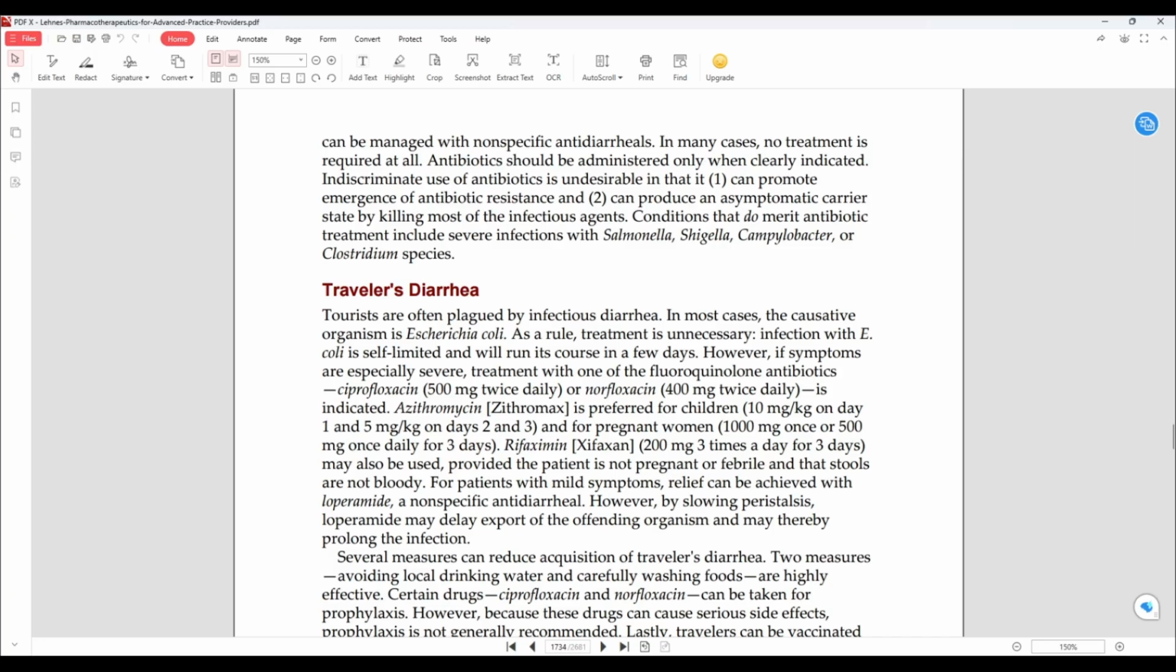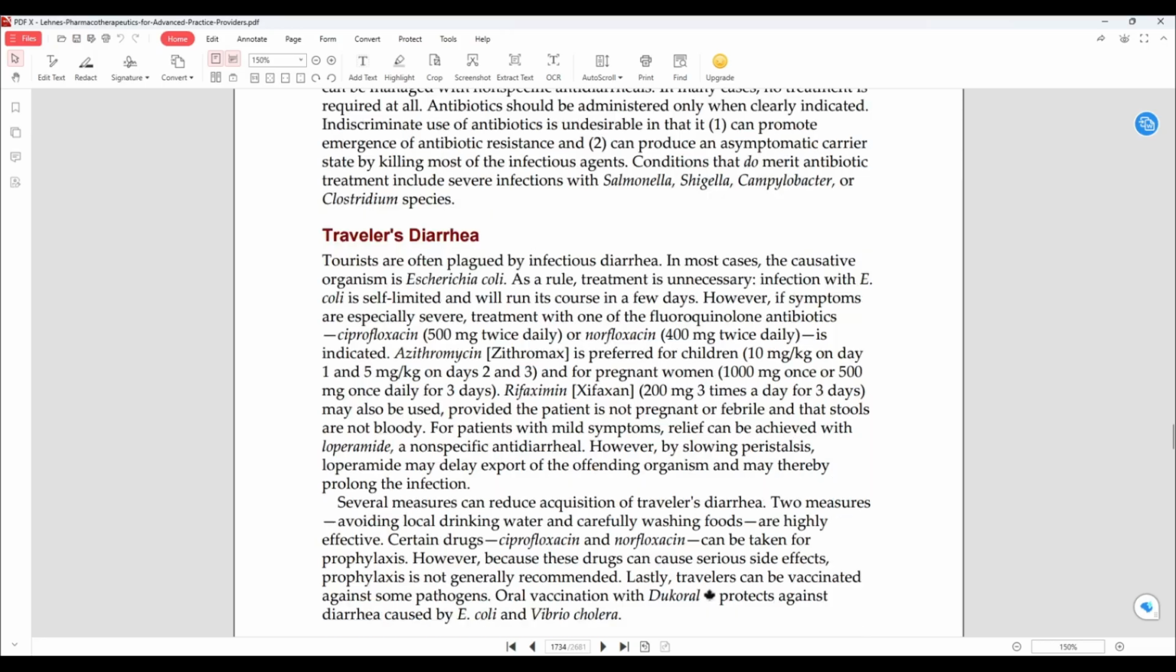Indiscriminate use of antibiotics is undesirable in that it 1. can promote emergence of antibiotic resistance, and 2. can produce an asymptomatic carrier state by killing most of the infectious agents. Conditions that do merit antibiotic treatment include severe infection with Salmonella, Shigella, Campylobacter, or Clostridium species.